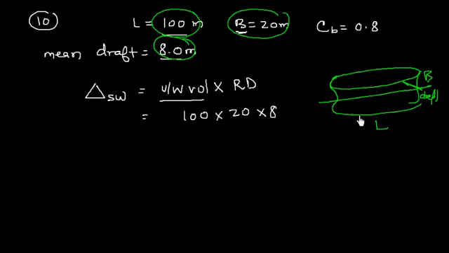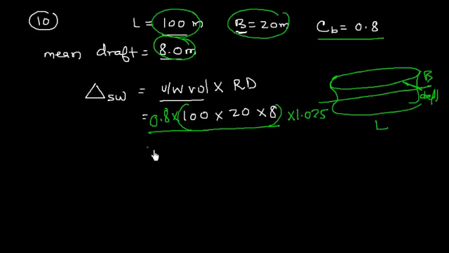After multiplying this, all I have to do is multiply with the block coefficient, which is 0.8, so I get the underwater volume. And after I multiply with relative density, which is 1.025, I will get 13120 ton. That is the displacement in salt water.